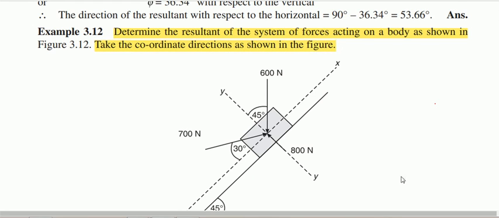We know that our natural x and y axes are what we usually consider. This is x and this is y. But in this problem they have told you to take the coordinate direction as given. So whatever x and y direction they have given in the problem, you just take that as a reference.